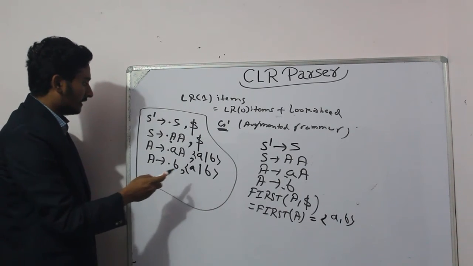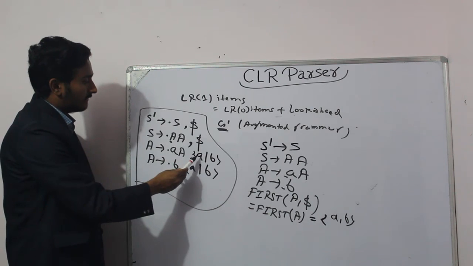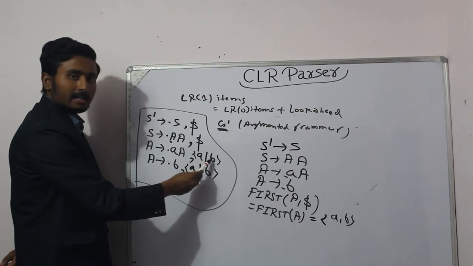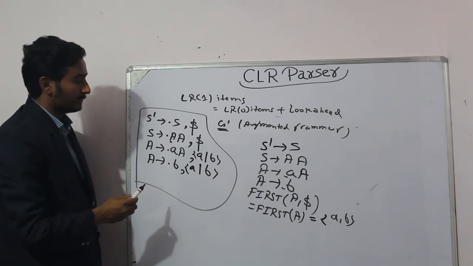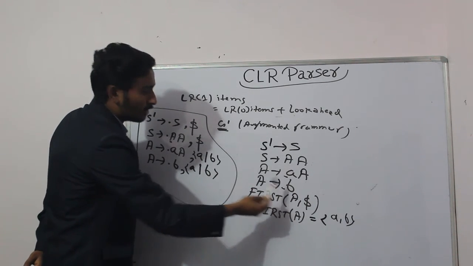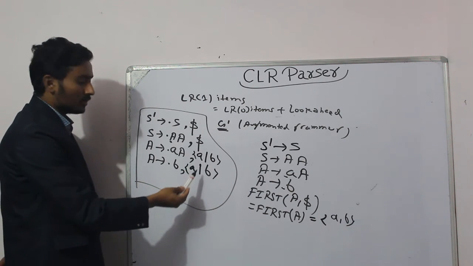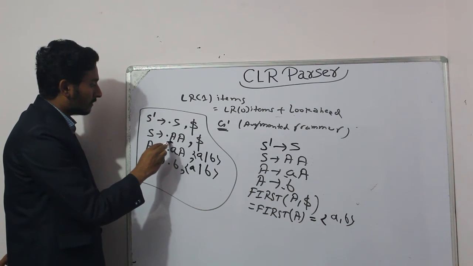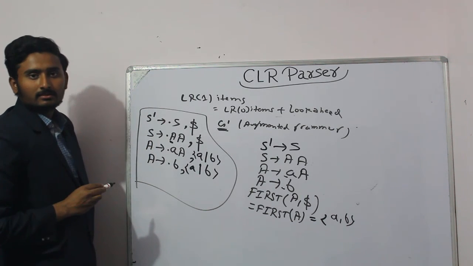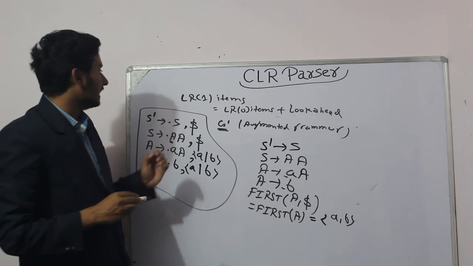So we can write A derives dot a A, with the look ahead a or b. We are left with one more production, that is A derives dot b. We can write A derives dot b with the same look ahead, because it is derived from the same A non-terminal. So this is all about how we find the LR1 items.